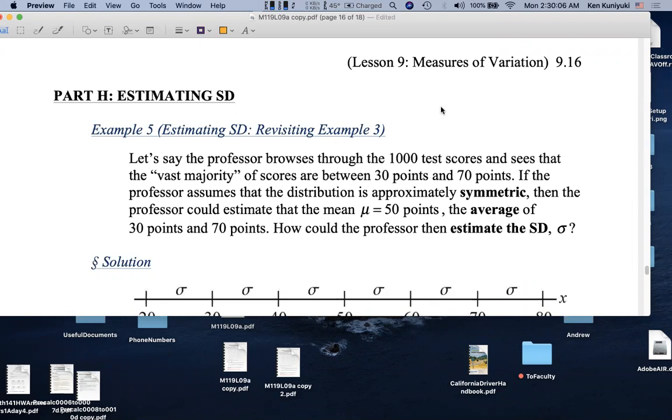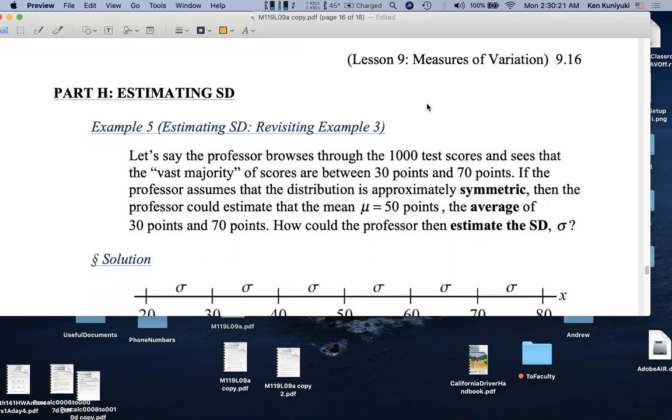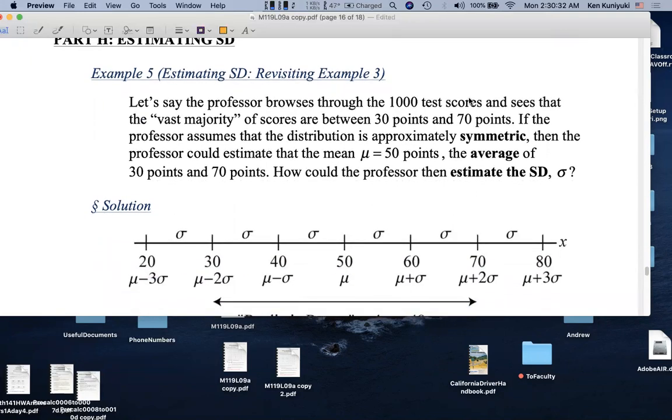So I see these stacks of exams that Igor has graded. I looked through and I noticed that the vast majority of the scores, maybe almost all the scores, are between 30 points and 70 points. Now, if I assume that the distribution is approximately symmetric, not necessarily bell-shaped, but at least approximately symmetric, then I could estimate that the population mean is 50 points.